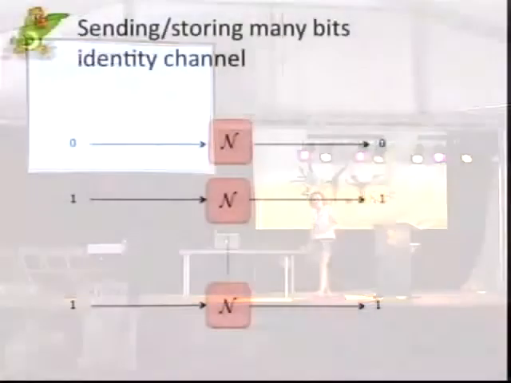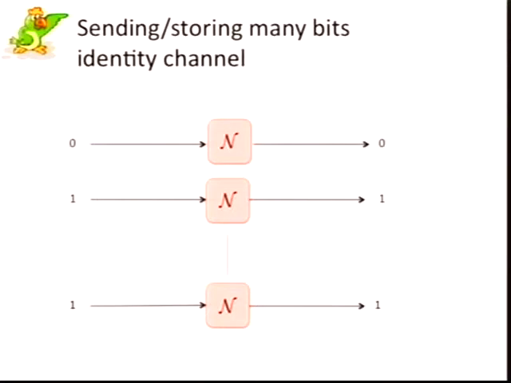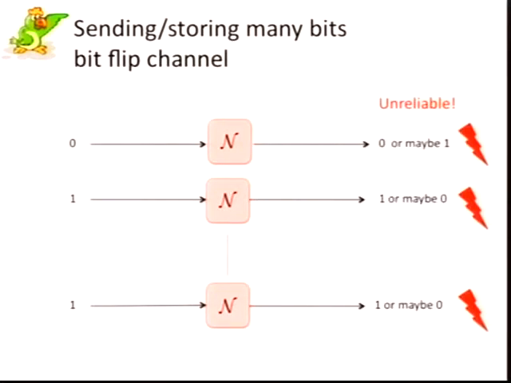So now I want to send not just one bit, but many bits. So if I send many bits and I have the identity channel, all is great. Out comes what I put in. If I actually input the bits here, but I have a bit flip channel here, then the transmission is unreliable. So sometimes what comes out is not actually what we put in.